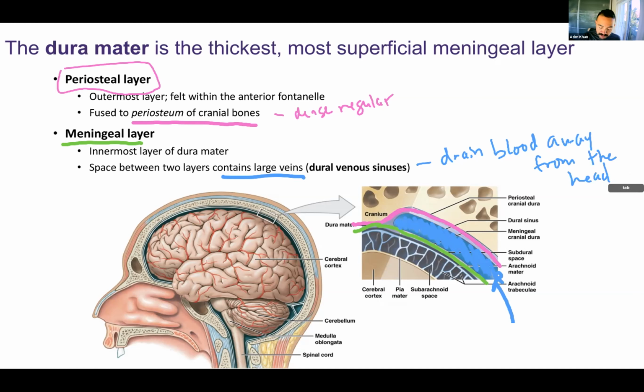Collectively, they're known as dural because they're within the dura mater. Dural venous: venous is the adjective for a vein. Sinuses. The word sinus, we've talked about with paranasal sinuses. The word sinus just means large space. So in this case, a large blood vessel.